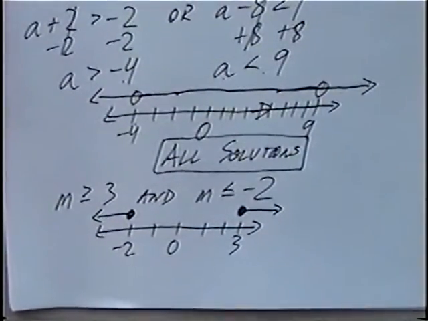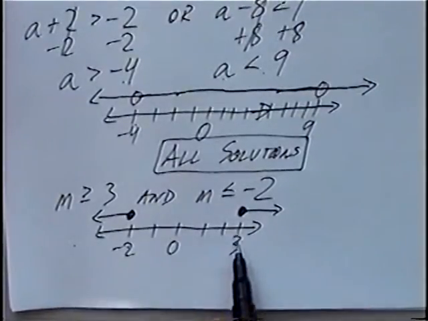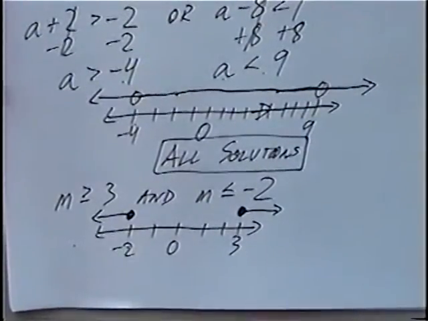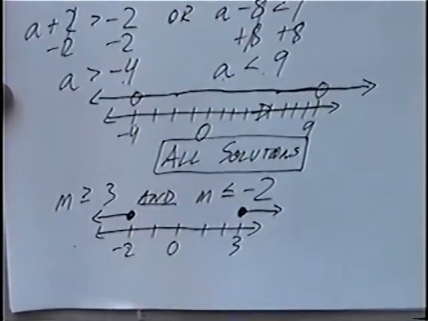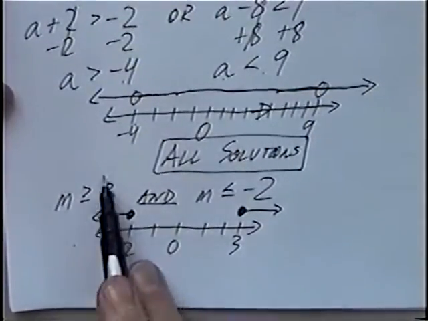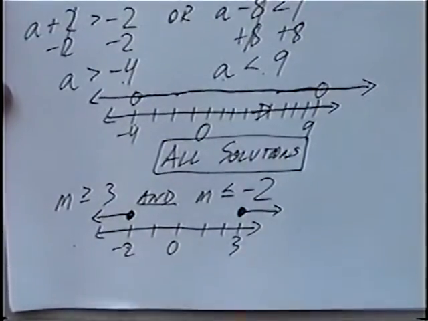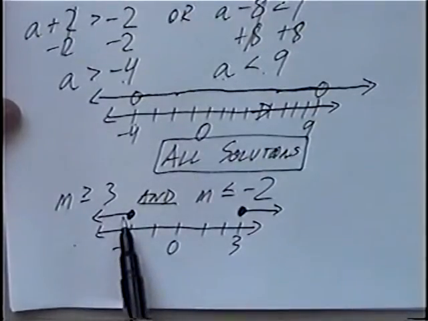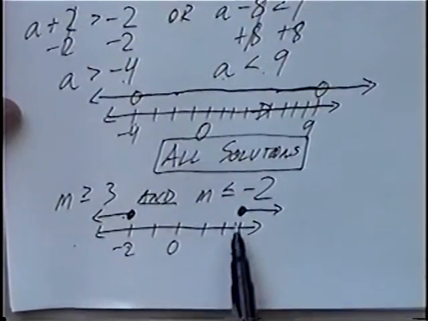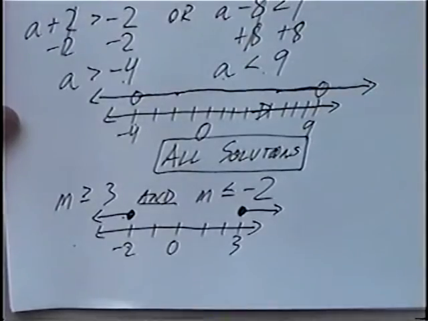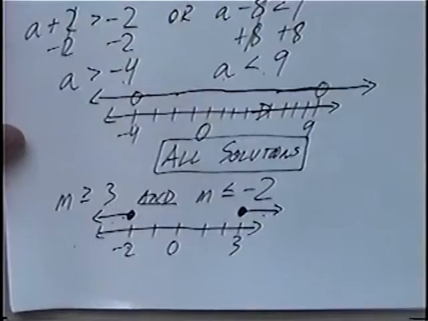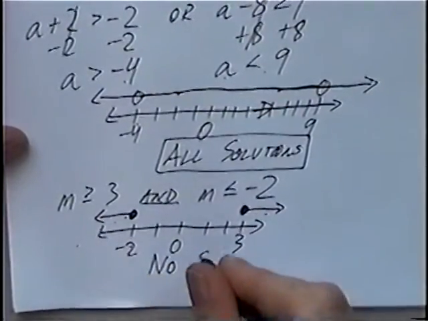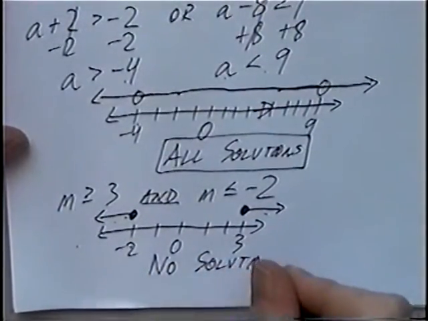On this problem, we have the answers that are less than negative 2 and the answers that are bigger than or equal to 3. The word in this expression is and, meaning the number has to be a solution in the first one and also the second one. There are no numbers that are less than or equal to negative 2 and are also greater than or equal to 3. So since there's no number that qualifies in both of these sections, the correct answer to this problem would be no solution.